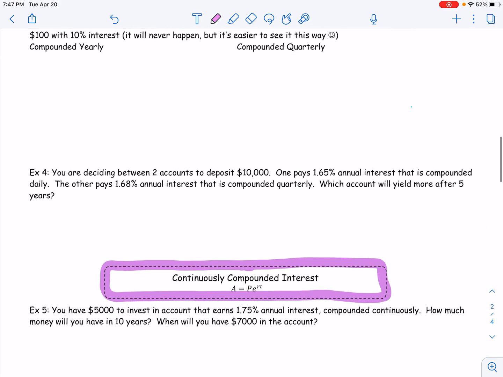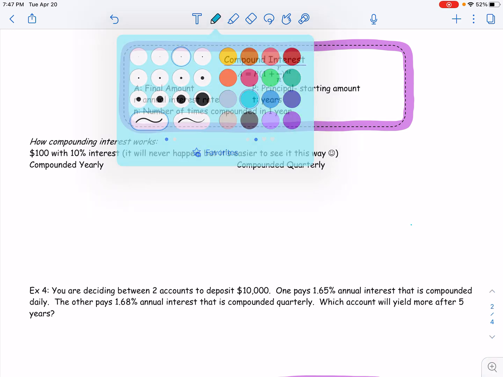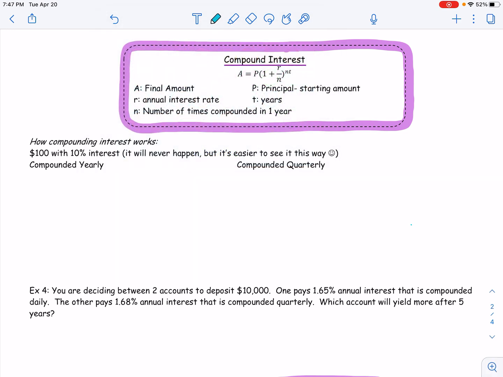Okay. And then we're going to talk about interest. So we're going to talk about money a little bit. I don't know if any of you are at the age where you have your own savings account or checking account or a CD or anything like that. But here's where we talk about money and how it grows in interest.